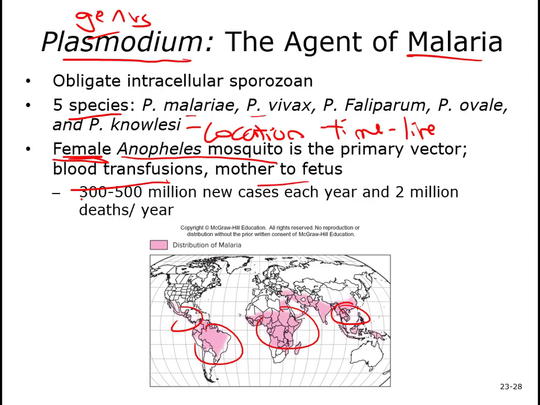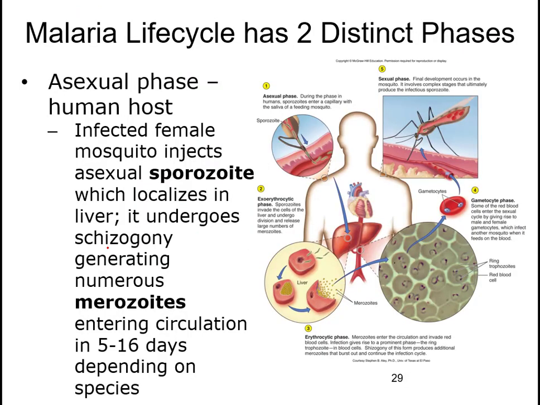As you can see by these numbers, 300 to 500 million new cases each year and 2 million deaths each year. This is no joke. This is not like a minor illness. We see this is one of the most serious and prevalent diseases on our planet. Plasmodium has one of the most complicated life cycles out of any pathogen, and it's important to understand this life cycle.